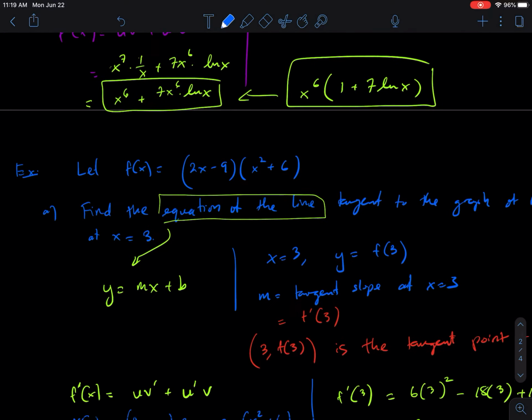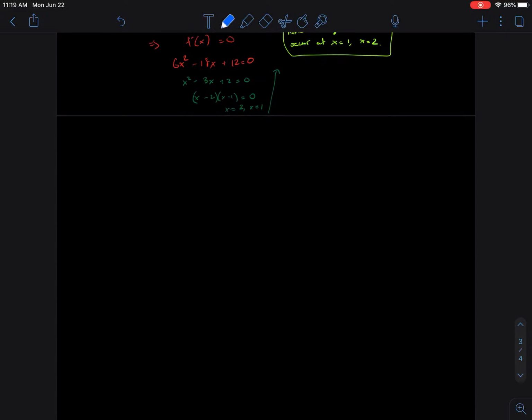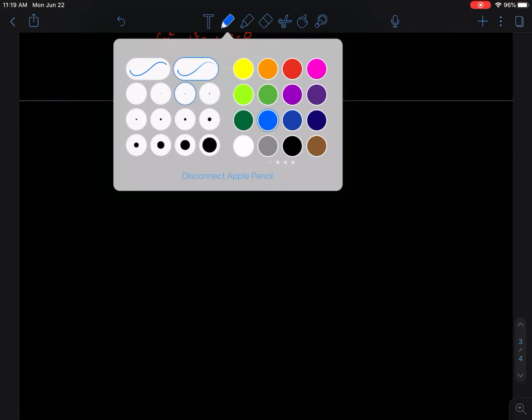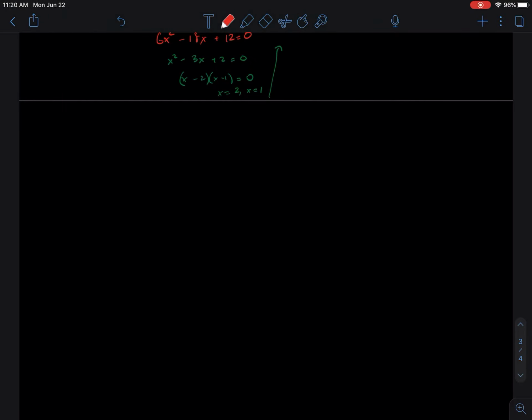So now in this video we're going to look at how to find the derivative of a function that is defined as the quotient of two functions. Let's start with the formula. So, the quotient rule.